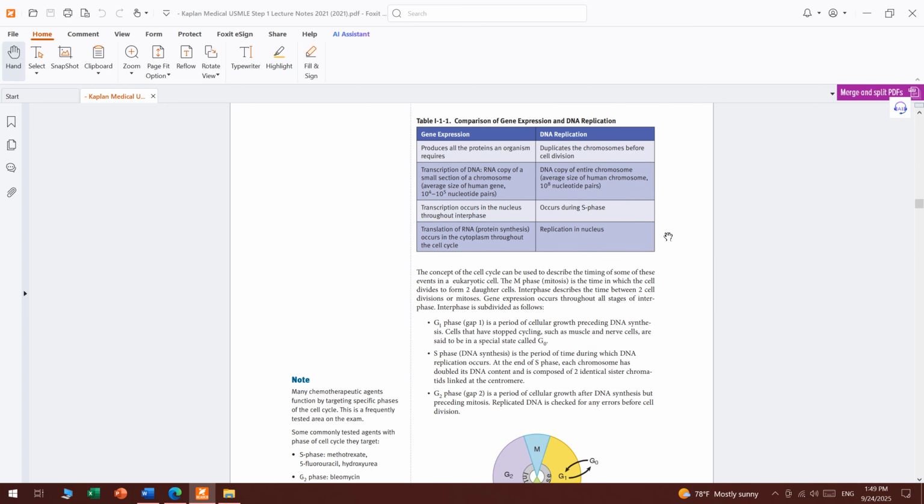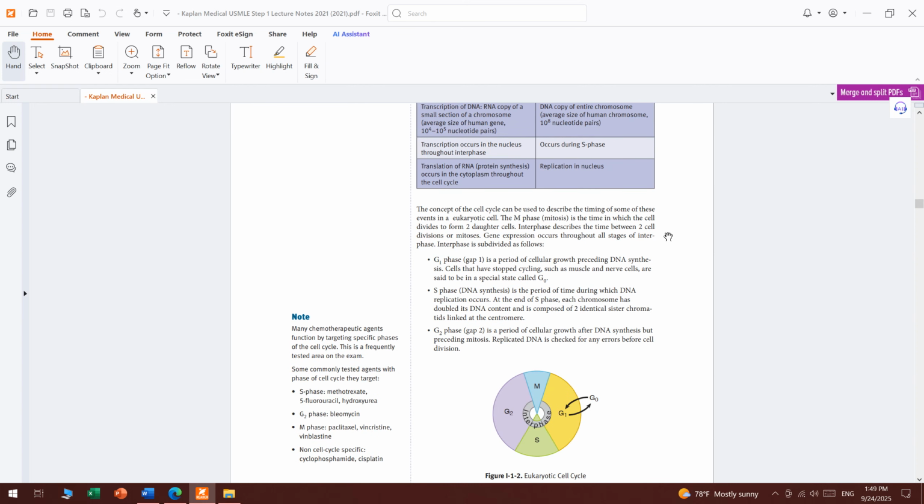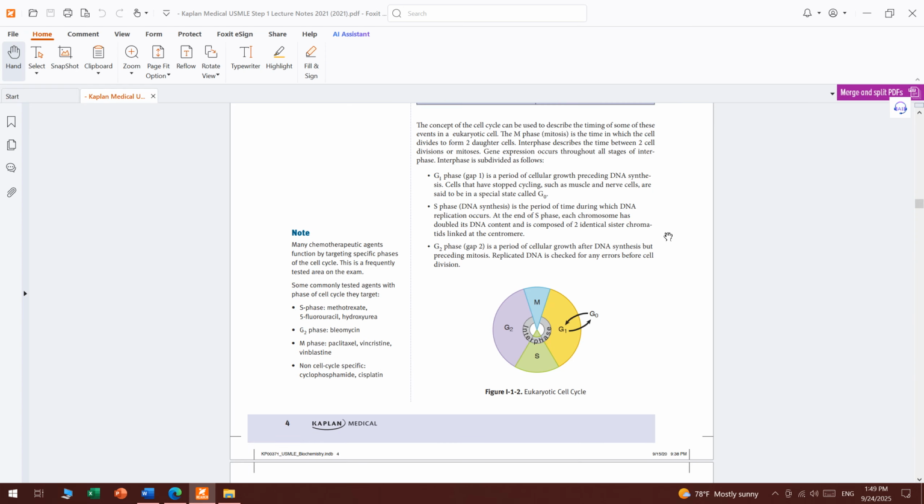The cell cycle is broadly divided into two main phases. M phase, this is the period during which the cell undergoes nuclear division and cytoplasmic division to form two genetically identical daughter cells. Interphase, this describes the period between two successive cell divisions or mitoses. Gene expression is active throughout all stages of interphase, as the cell carries out its normal functions and prepares for division.